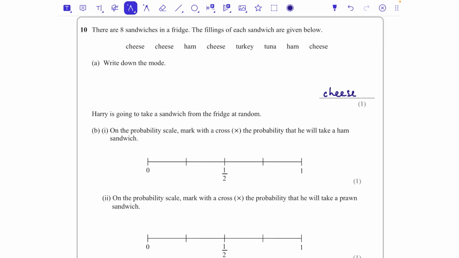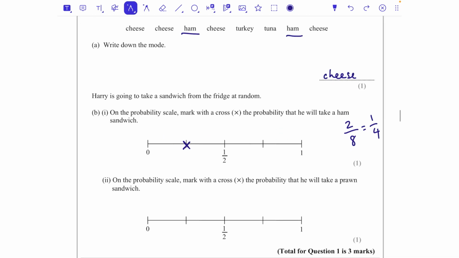So how many are ham? 2 out of 8 possible sandwiches. So 2 out of 8 is equivalent to a quarter, and that's going to go here. 2 out of 8, if you count it in twos, 2, 4, 6, 8, so 2 out of 8 is going to go there.